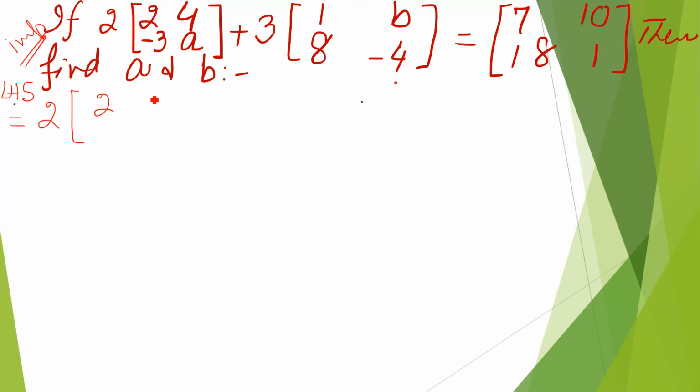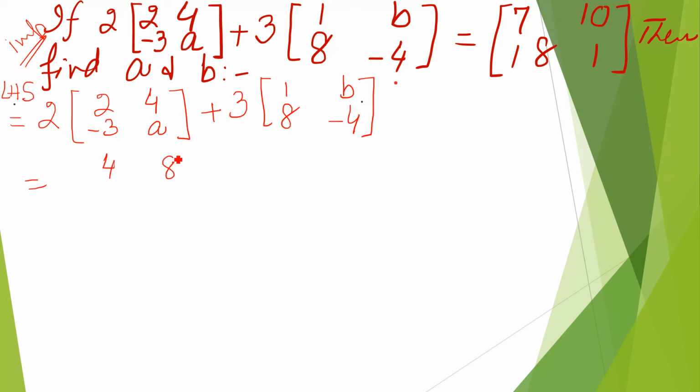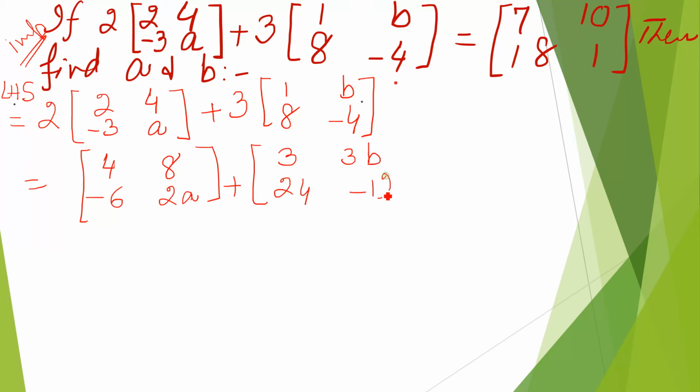So 2 times the matrix [2, 4; -3, a], and then plus 3 times the matrix [1, b; 8, -4]. When we multiply, I will do it directly, right? But you have to do one more step here. 2 multiplied by 2, 2 multiplied by 4, I am doing directly, and then minus 6 and 2a. Then you have to multiply the other matrix by 3: 3 times 1, 3b, 24 and minus 12.